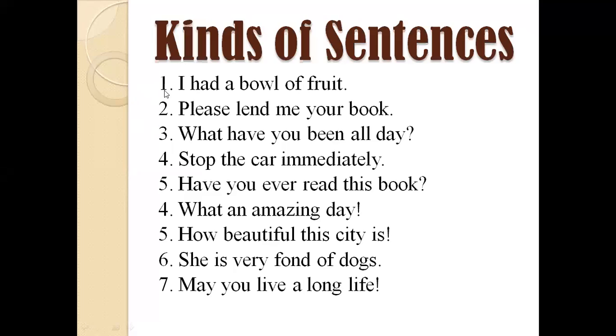Now, if you look at sentence 1 and sentence 6, what is sentence 1? I had a bowl of fruit. And sentence 6 is, she's very fond of dogs. Both these sentences are giving us some information. They're stating something, isn't it? Now, if you look at sentence 2, please lend me your book. This is a request, right? The sentence is expressing a request. Now look at sentence 4. Stop the car immediately. The sentence is expressing an order, right?